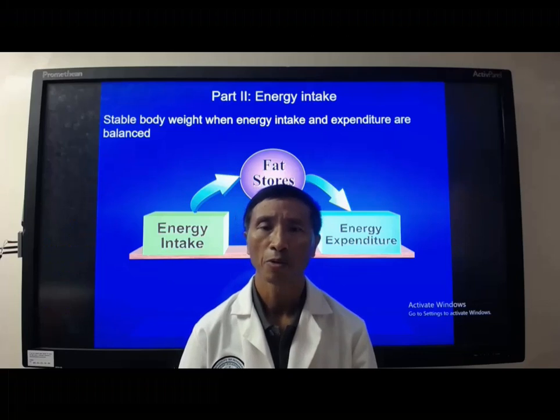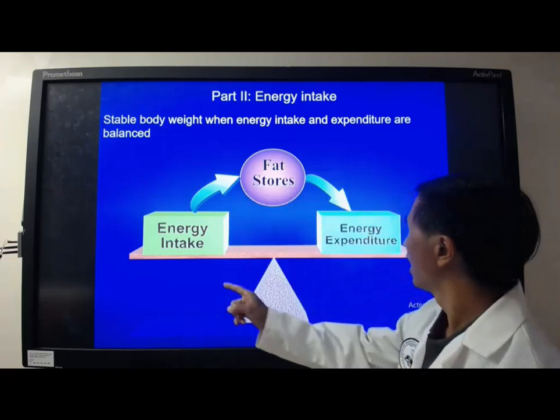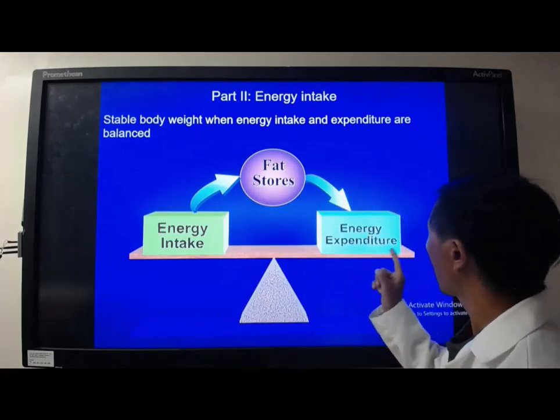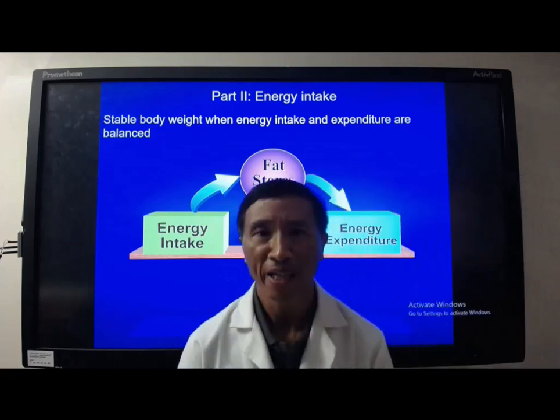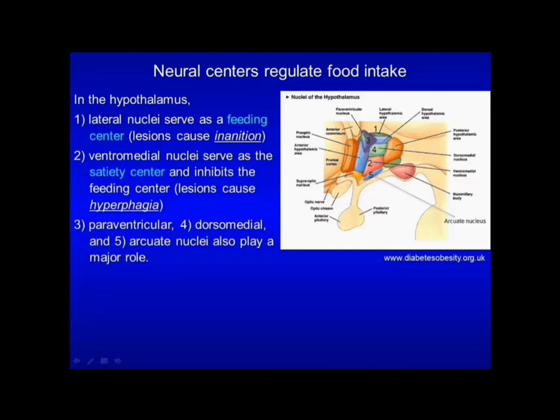Now, let's move to part 2. We will look at energy intake. When energy intake and energy expenditure are balanced, we can maintain stable body weight. In the hypothalamus, there are 2 centers that regulate food intake. One is the feeding center that increases appetite upon stimulation. It is located in the lateral nuclei of the hypothalamus.